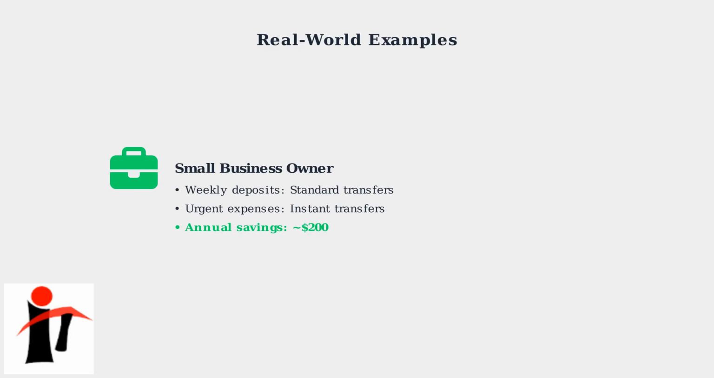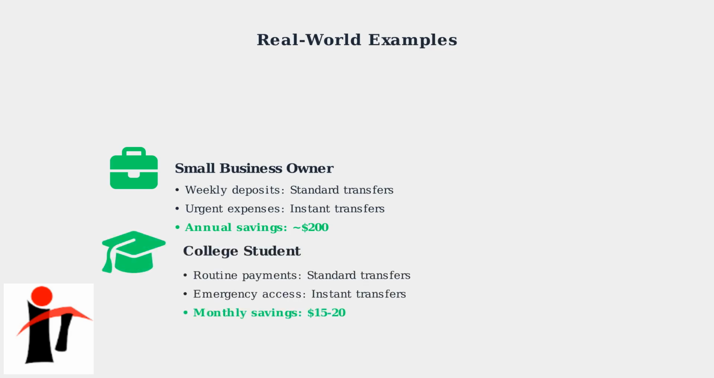A small business owner might use standard transfers for regular weekly deposits to save money, but switch to instant transfers for urgent business expenses. A college student takes a different approach, using standard transfers for routine transactions like rent payments, but keeping instant transfers available for true emergencies when immediate access to funds is critical.